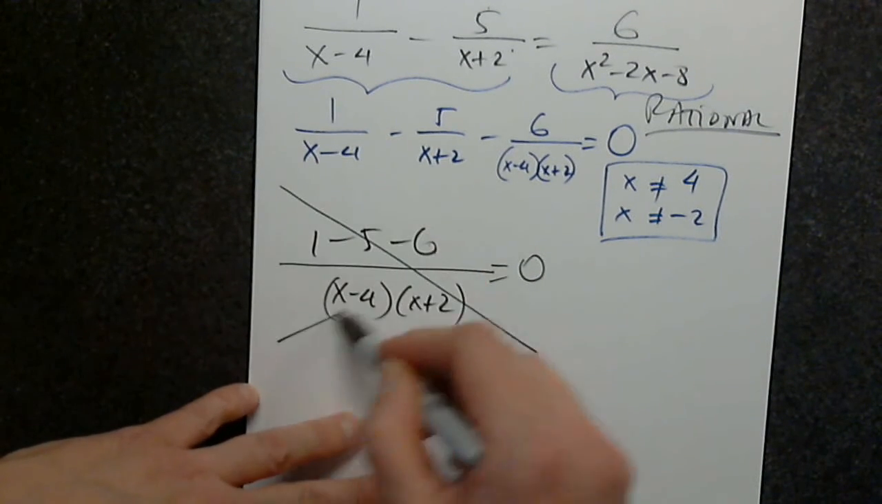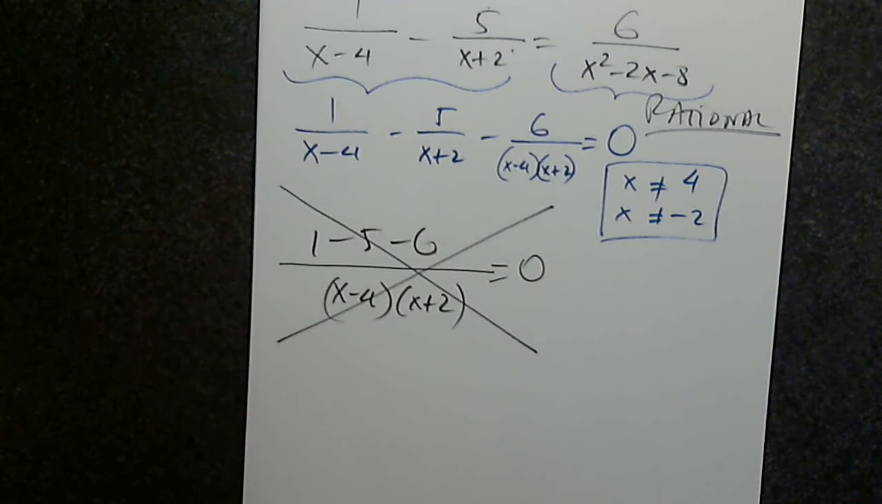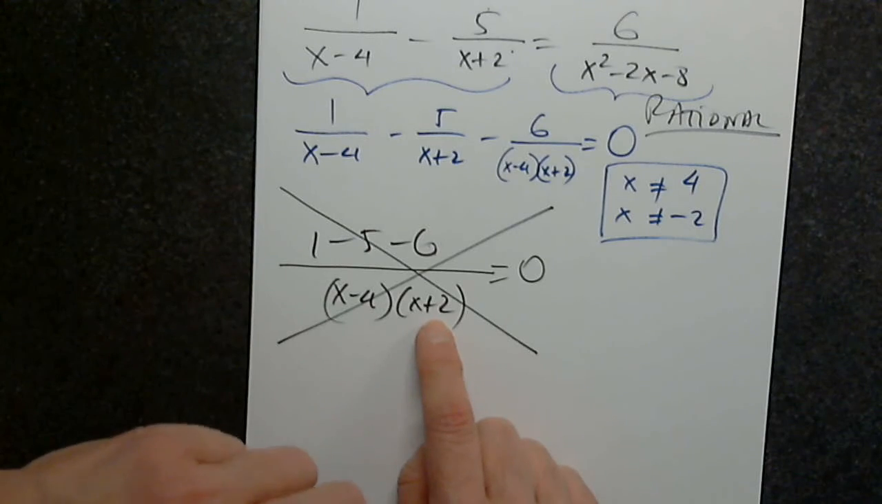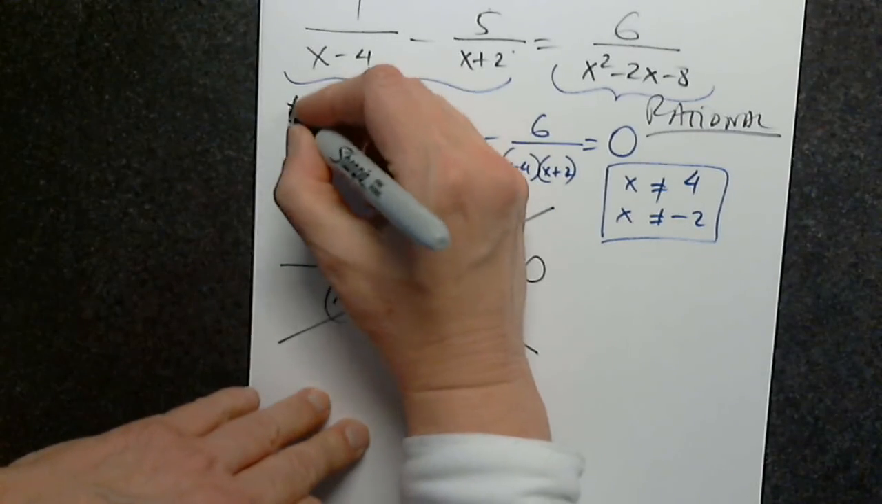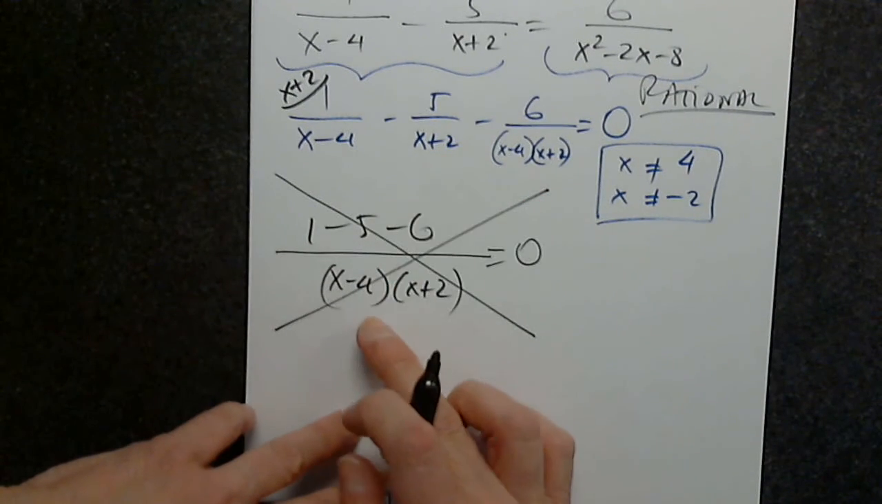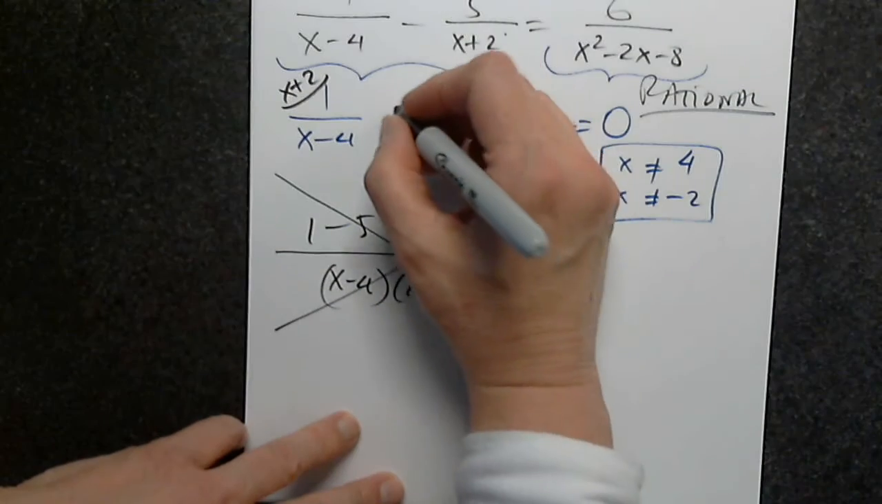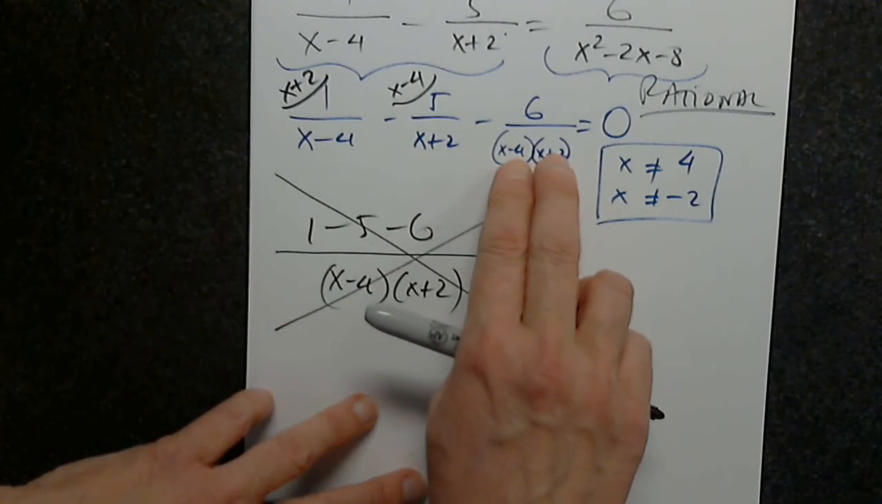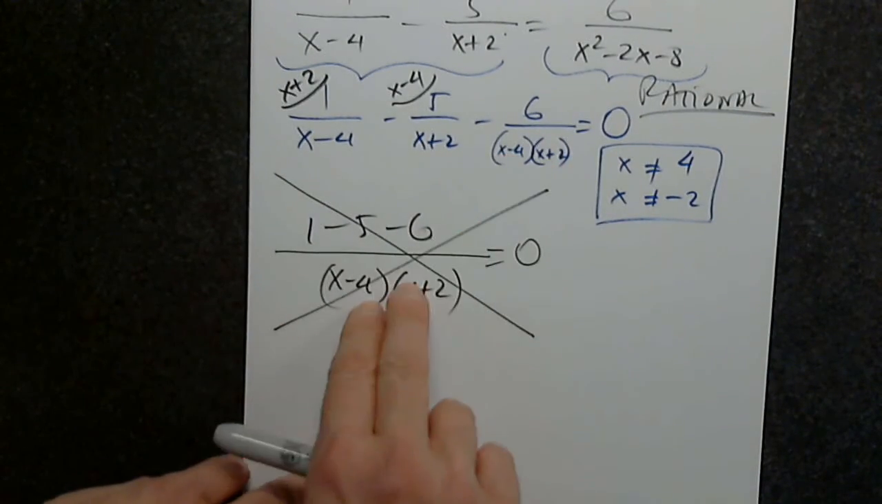This would be a terrible mistake to write. Is that clear? Because x minus 4 was multiplied by x plus 2, the numerator needs to be multiplied as well. X plus 2 was multiplied by x minus 4, so its numerator has to be multiplied by x minus 4.